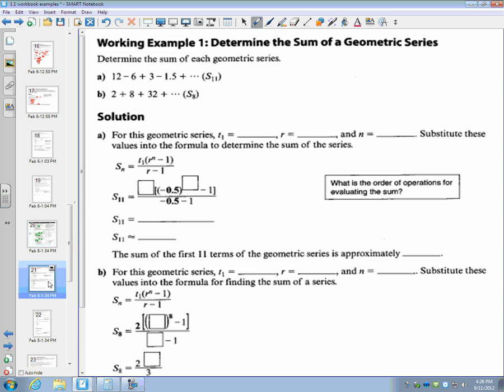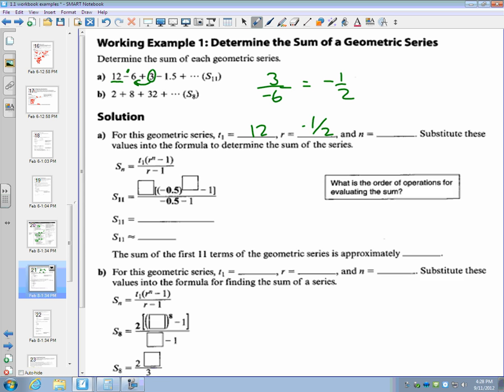Okay, so let's try a question. Determine the sum of a geometric series. So we have to find the sum. The first terms are 12, negative 6, 3, negative 1.5. We want to know the sum of the first 11. For this series, term 1 is 12. To find r, we could take any term and divide it by the term before it. So we could go 3 divided by negative 6. That negative is really important. And we would get negative 1/2.